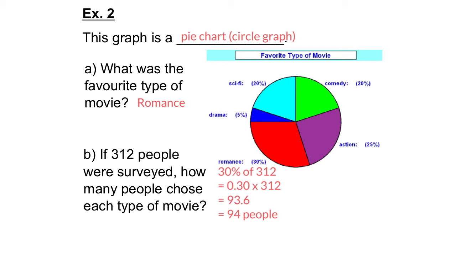Now what I would like you to do right now is pause the video so that you can take time to calculate how many people answered drama, sci-fi, comedy, and action. Use a similar calculation as I did here for the romance answer and see how you do. So pause the video, try all of these, and then when you're ready to check, you can unpause the video.